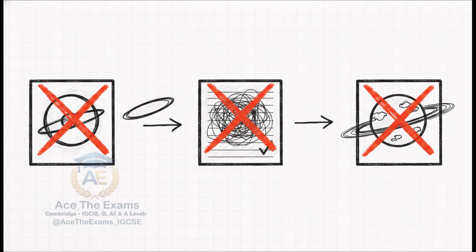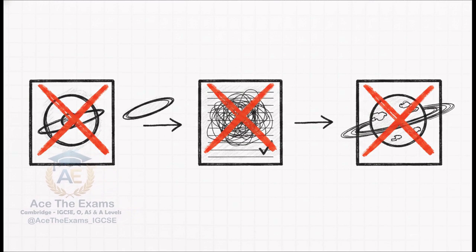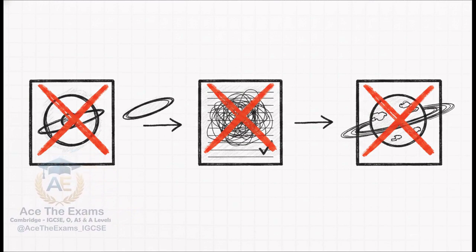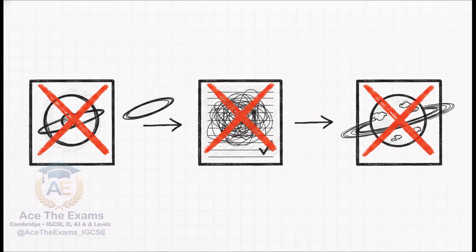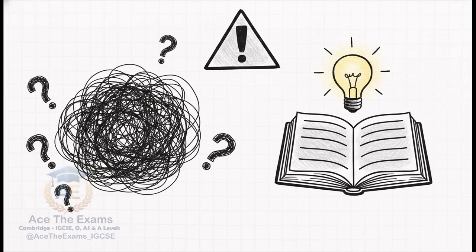Trap 3. Providing answers that are not specific to the given context. If the data table provided is specifically about Mars and Jupiter, your written answer must explicitly reference Mars and Jupiter and quote their data. Do not just talk about general planets in space. Context is king.